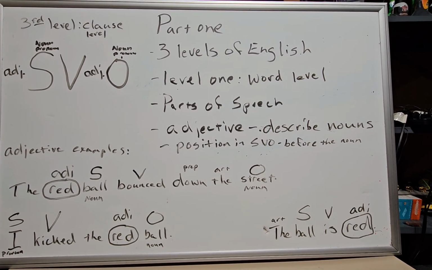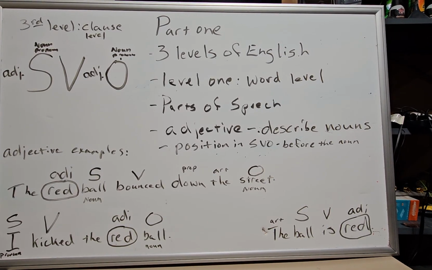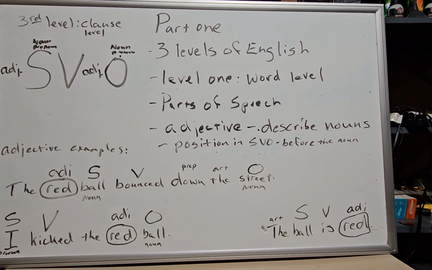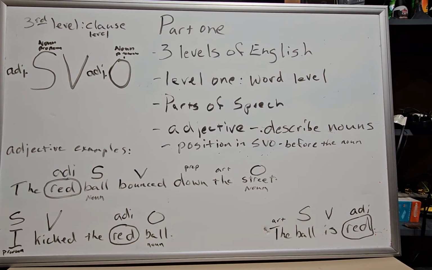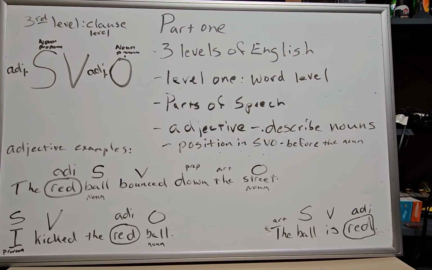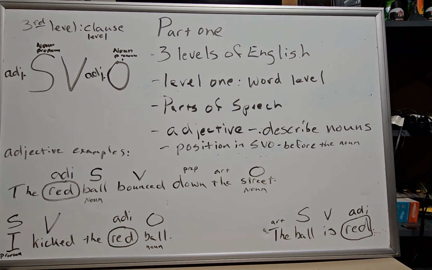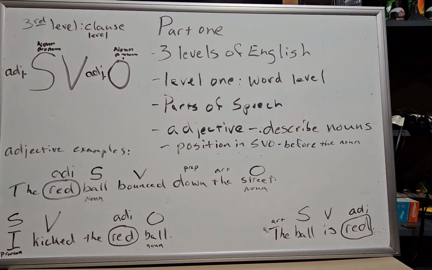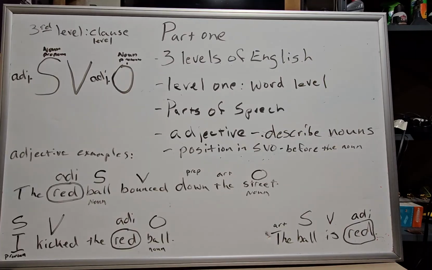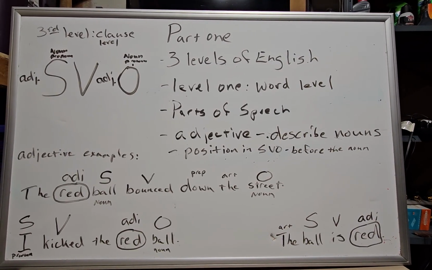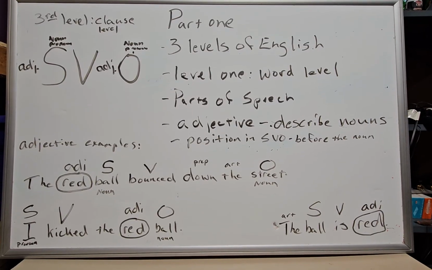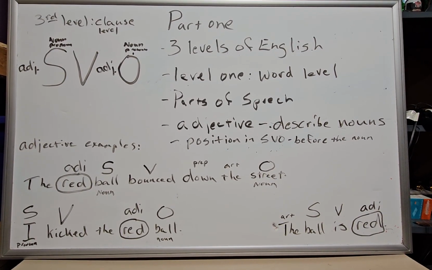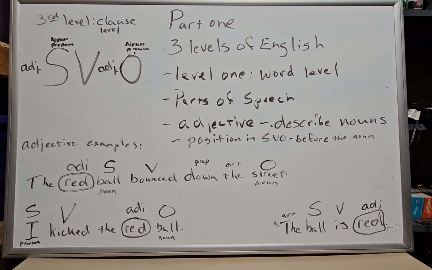We see the example of adjectives placed in sentences. The red ball bounced down the street. First, always find SVO. Please begin to think about English in this manner. It will help you understand clearly the higher levels of grammar.